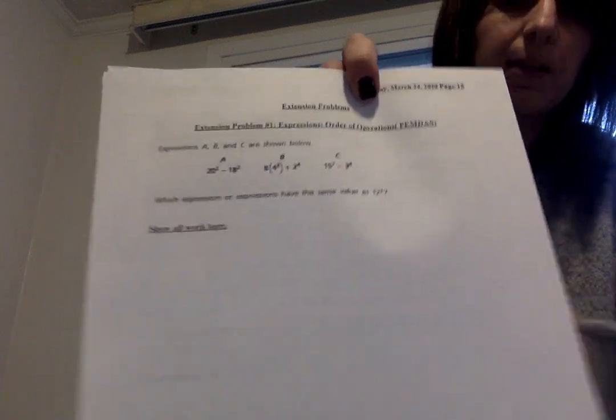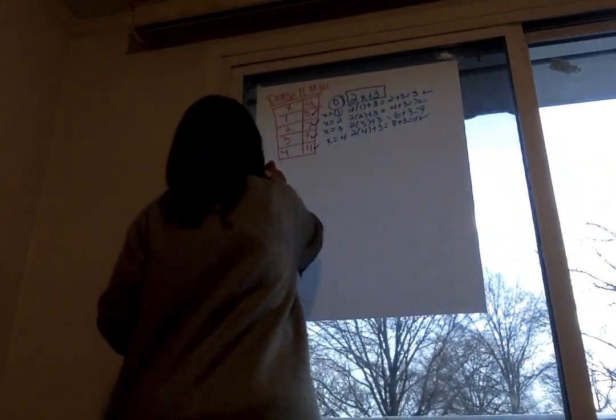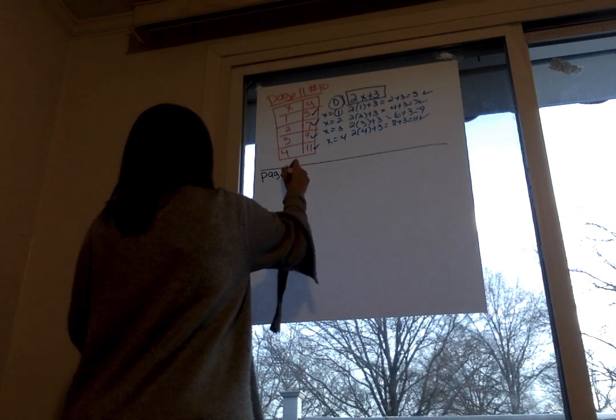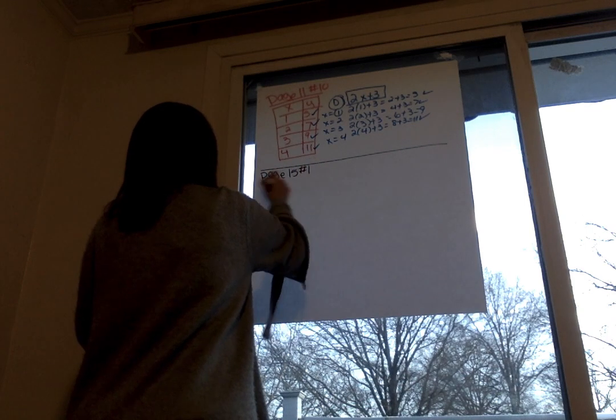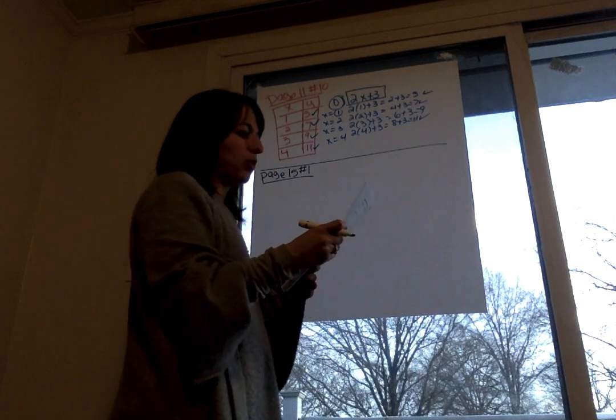So page 15 is a PEMDAS problem. I'm going to model how you do this one. All right, so this is now page 15, order of operations. So now this is page 15. We got number 1. Okay, here's what we got. Which expression or expressions have the same value of 12 squared?